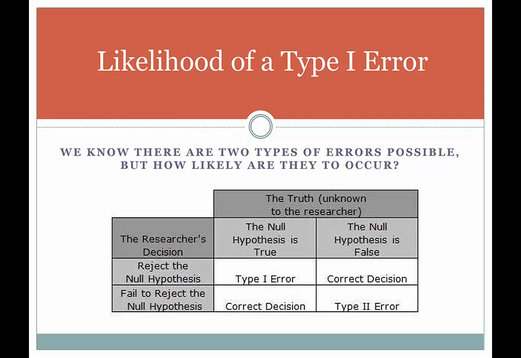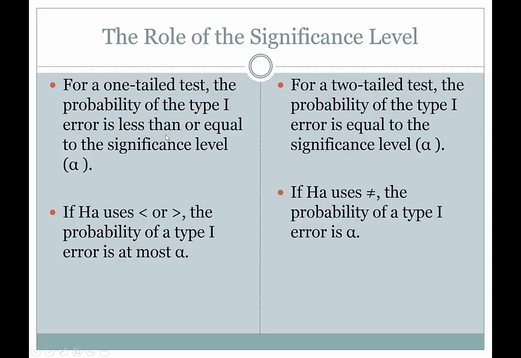Now, we worry about the type 1 error more than the type 2 error, so we're going to fix some limit on the type 1 error, and we're going to let the type 2 error kind of fluctuate. Okay. So the role of the significance level then is basically this. For a one-tailed test, the probability of the type 1 error is less than or equal to the significance level, right? So if we set the significance level at 5%, then it's going to be a 5% or smaller chance of committing the type 1 error.